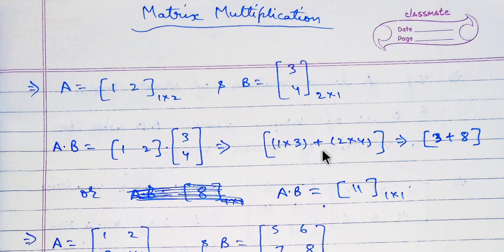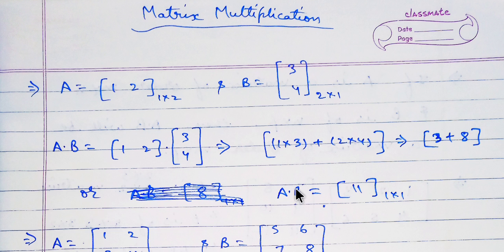After solving this we get 3 plus 8, so we can write that A dot B will be a matrix that has only one element, and that is 11. This is also a matrix, with only one row and only one column, so we can say that this matrix is a square matrix of order 1. So here we have found the product A dot B.